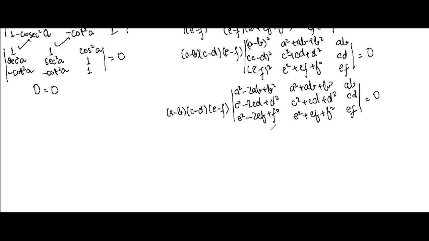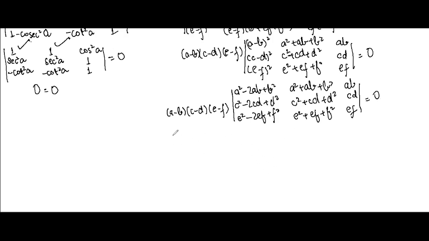Now what are we going to do? Now if we subtract, basically subtract this column with this column, what will happen is a² will cancel with a², b² will cancel with b², and we will be left with −2ab and −ab. So it will become −3ab, this will become −3cd, and this will become −3ef. Minus 3 will be taken as common, and we will be left with ab, cd, ef, which is this column as well. So we will get two same columns, and the determinant will be 0.